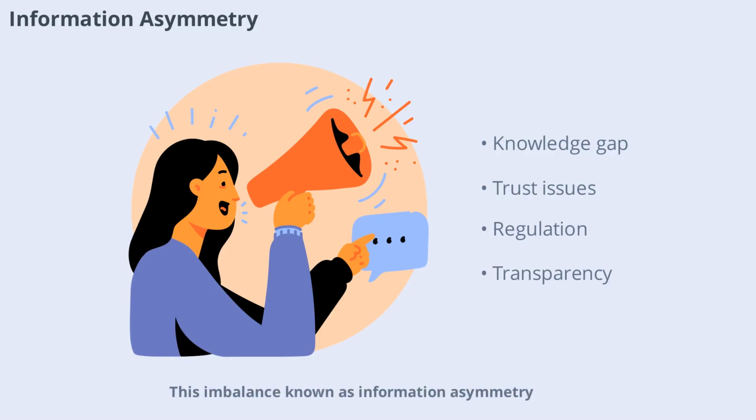In healthcare, patients often rely on providers for information about diagnoses and treatments. This imbalance, known as information asymmetry, can lead to problems like unnecessary procedures or higher costs. Providers may recommend more services than needed, or patients may struggle to make informed choices. We'll discuss how transparency and regulation aim to address these challenges.